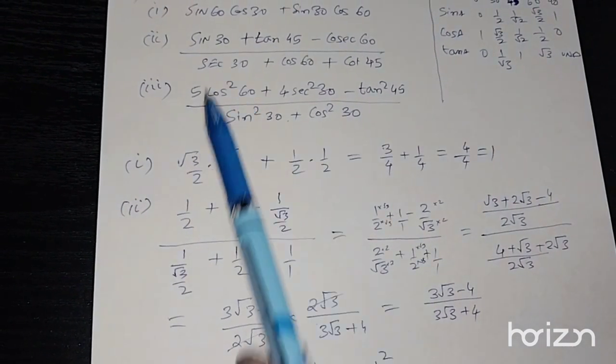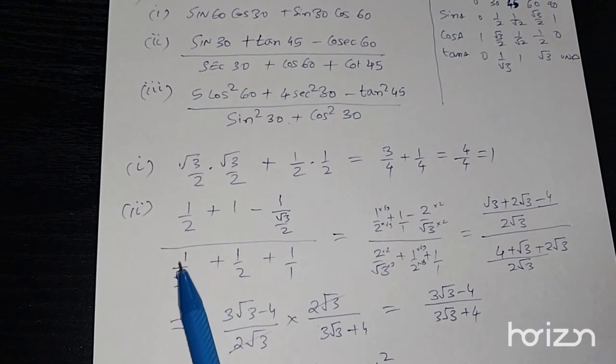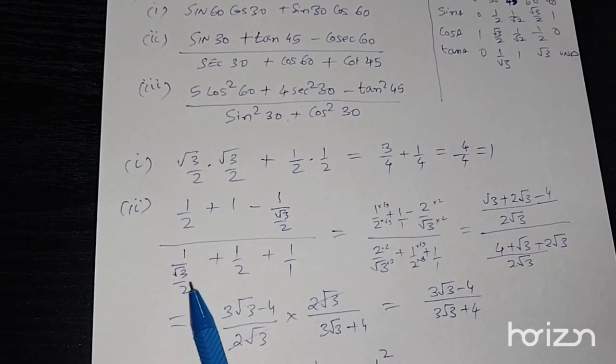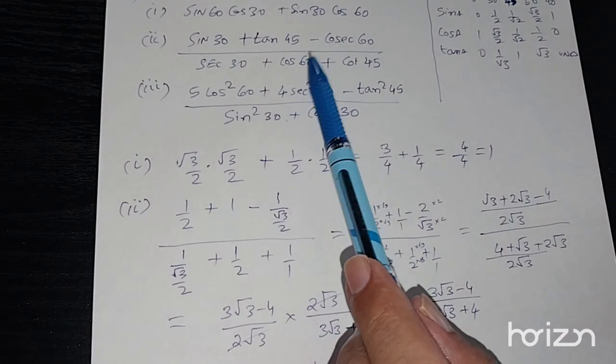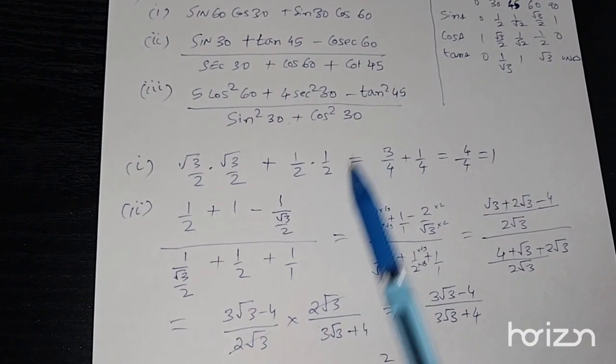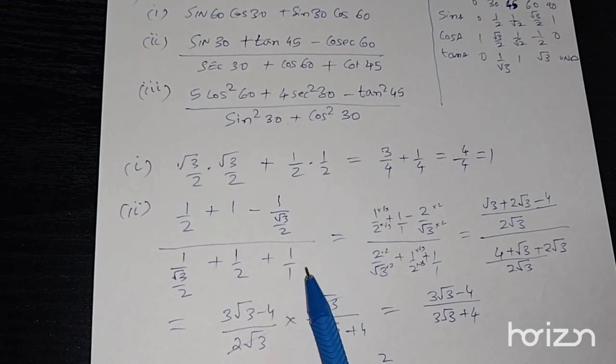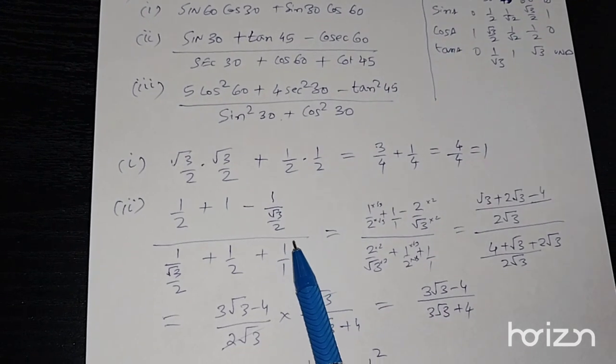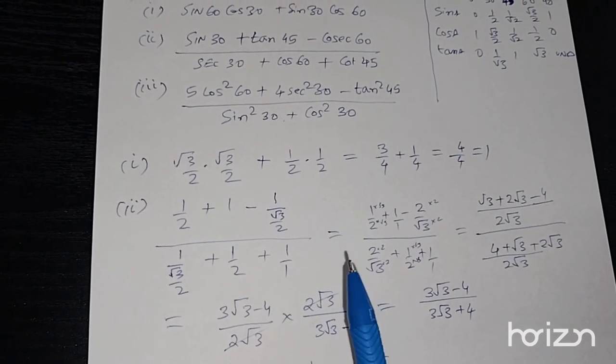Okay. For secant 30 we have substituted 1 upon cos of 30. Cos of 30 as you know is root 3 by 2. And cos 60 is half. We have substituted here. Cot 45 is 1 upon tan 45. What is tan 45? Tan 45 is 1. So we have substituted 1 by 1.